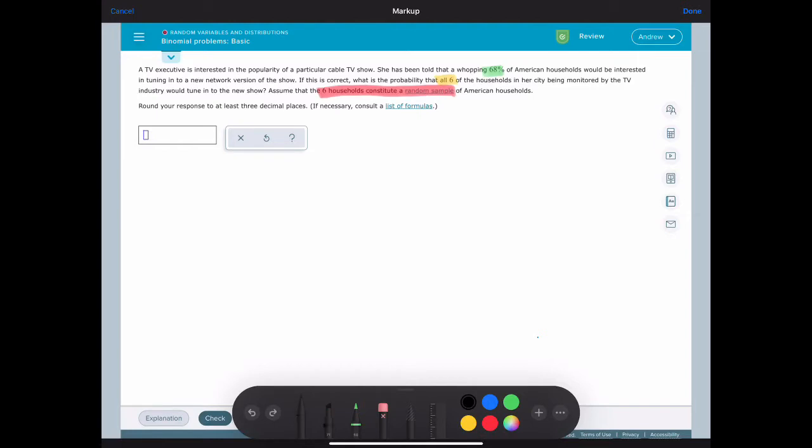The 3 numbers that we deal with in a binomial distribution are P, N, and X. P is the probability of success. N is the total number of trials. And X is the number of successes.